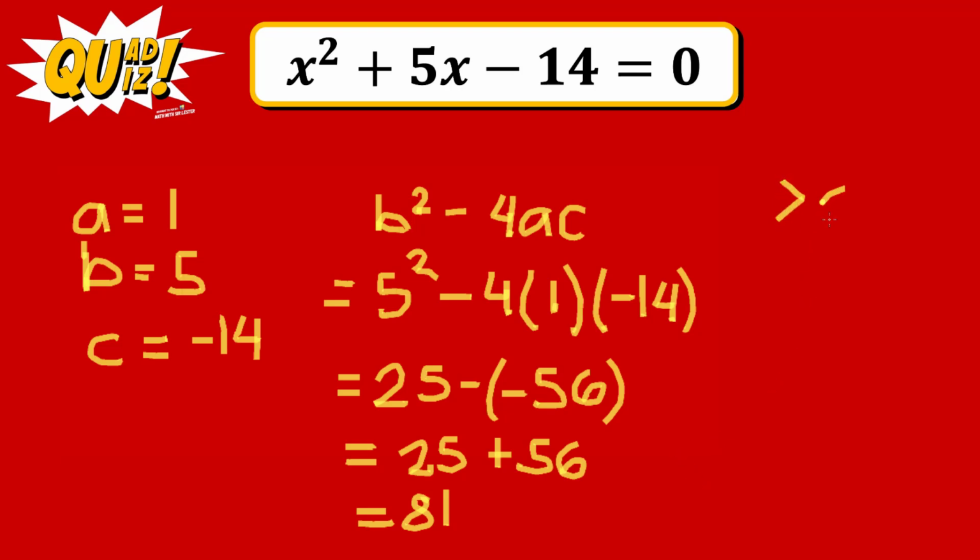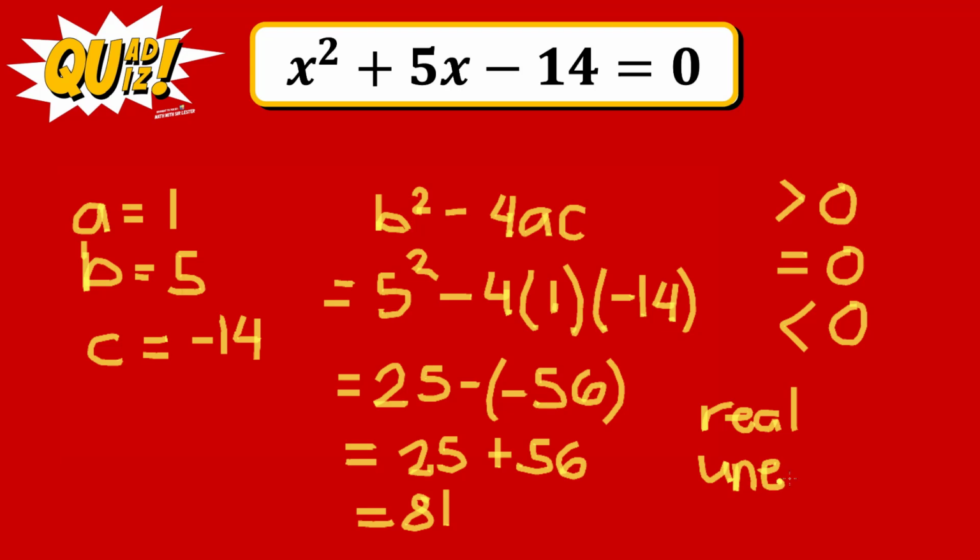If b squared minus 4ac, the discriminant, is greater than 0, that's different from when the discriminant is equal to 0. And it's also different when the discriminant is less than 0. For this result, 81, it's greater than 0. And whenever the value of the discriminant is greater than 0, automatically your roots are both real. They are not just real, but they are also unequal. In short, they are unique roots. So roots are real and unequal.